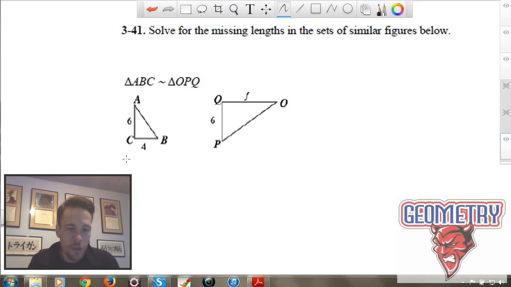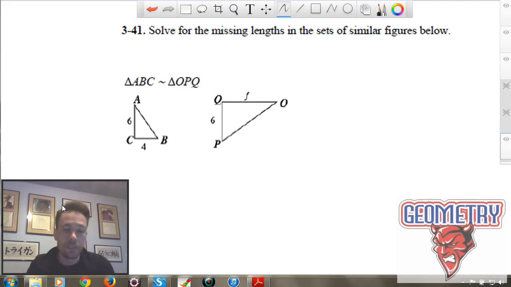Okay, here we are in Unit 3 of Geometry. It's similarity, so we're finally getting into some of the similarity type questions, recognizing that triangles are similar, matching up a pair of sides in order to solve for an unknown.